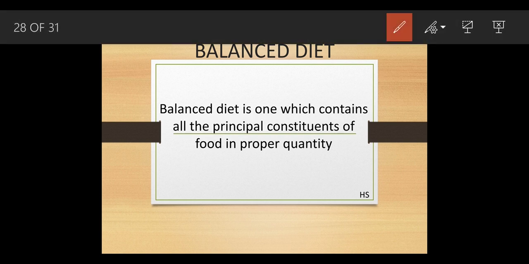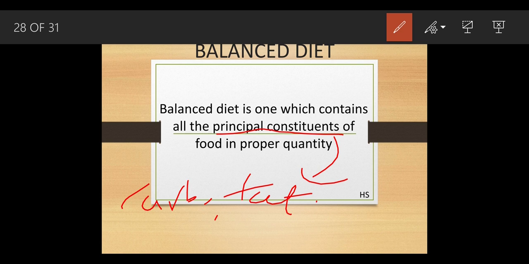Now, balanced diet. What do you mean by balanced diet? A balanced diet is one which has all the principal constituents of food in proper quantity. Here the principal constituents means carbs, fats, proteins, vitamins, mineral salts, and water, in proper quantity. We should not take too much protein, or too little carbohydrate. We should take each and every nutrient in the proper amount.